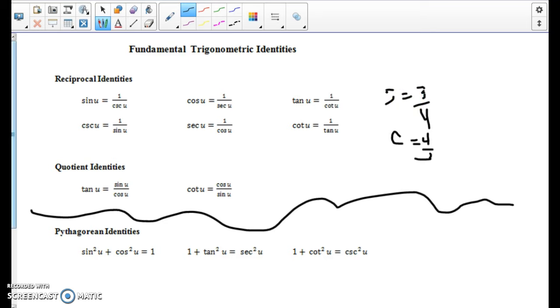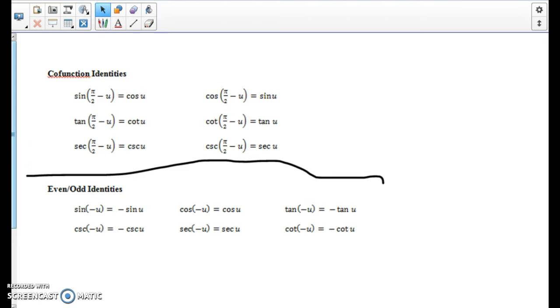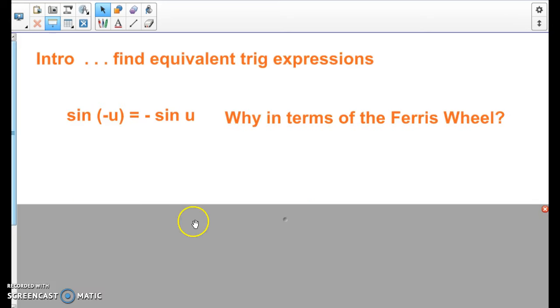So we're going to introduce you to some other identities, and I'm actually going to start with the even-odd identities on the bottom of that note page I gave you. The reason I'm starting there is this should be, again, familiar from Imp 4. It's just looking at it differently. It's not in context. It's on a yellow piece of paper. So sine of negative u is equal to negative sine u.